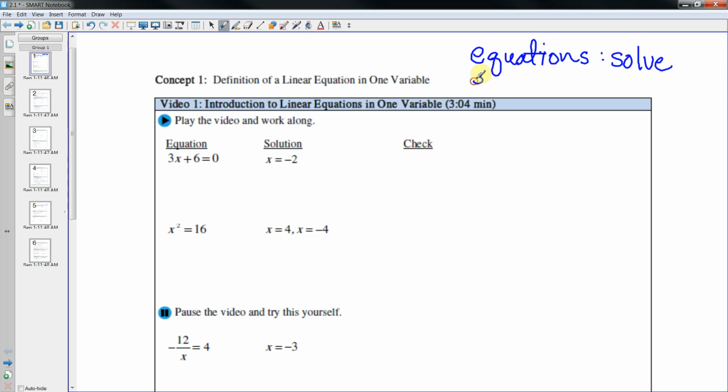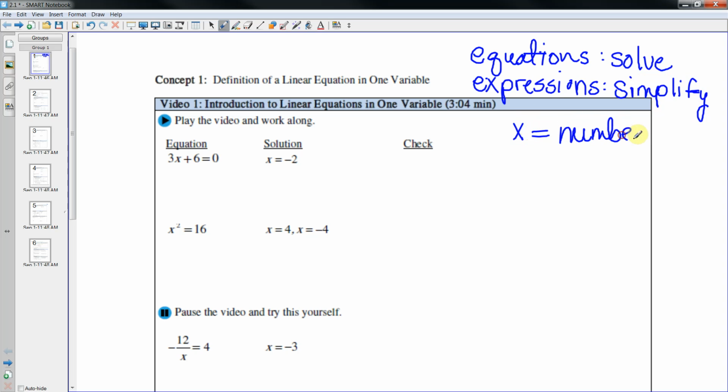When we did expressions, all we could do with expressions is simplify. So a lot of times I will tell you on equations we're going to solve, and so you're going to get x equals a number for the most part, or it could be y, it just depends on your variable, but variable equals a number on these.